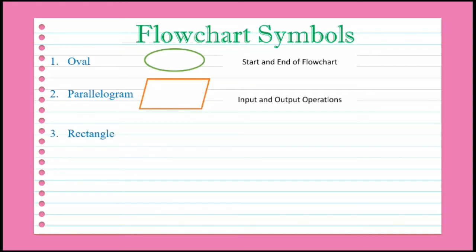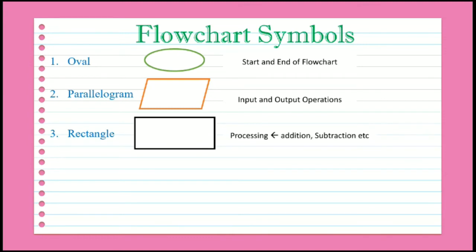So the third symbol is rectangle and it looks like this. It is used to declare the processing part. So any calculation which we want to process will be declared using this symbol. So calculation may include operations like addition, subtraction, multiplication, division, initialization, etc. are declared using this symbol.